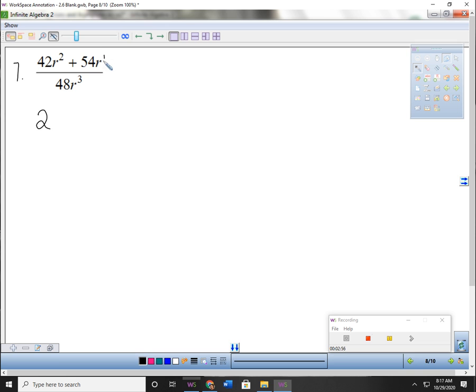And then if you look at your r's, you have an r squared on this term and an r to the first. You can always take out the smallest number of r's you have, so I can take out an r. And remember, when you factor something out, you're just dividing that out of those two terms. So 42r squared divided by 2r would give you 21r. And 54r divided by 2 is 27. So I have taken out that factor. And then on the bottom, I just have one term, so I can't do any factoring there.